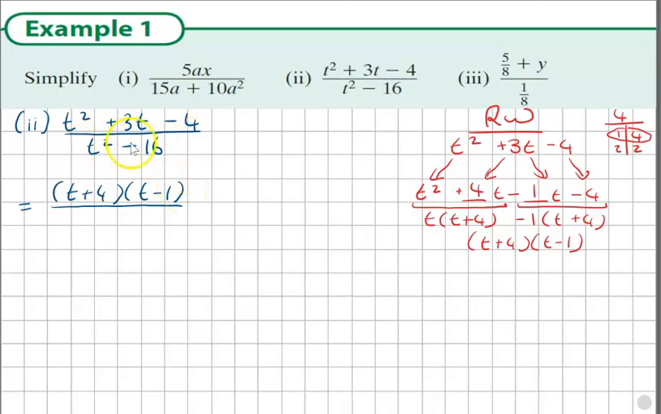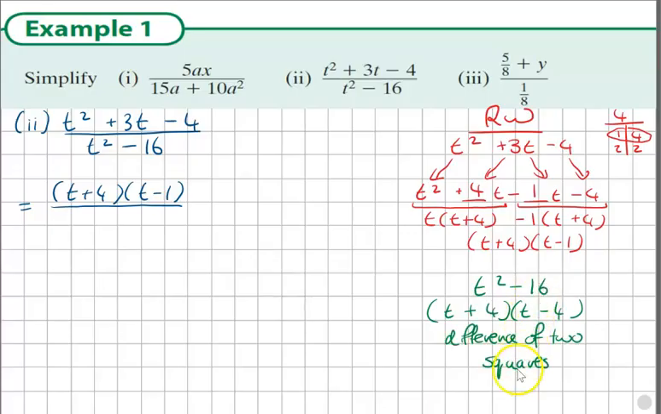Next, I'm going to have a look at the denominator, t squared minus 16, and see if I can factorize that. So hopefully you can notice that this is the difference of two squares. So I've got two sets of brackets, one's a plus, one's a minus. It doesn't matter which way you put these. I'm going to square root the first term. So the square root of t squared is t. So that goes in the front of both brackets. And the square root of 16 is 4. So that goes in the back of both brackets. So this is known as the difference of two squares. So this is now going to be my denominator. So I have t plus 4 times t minus 4.